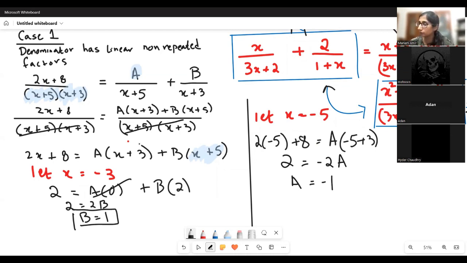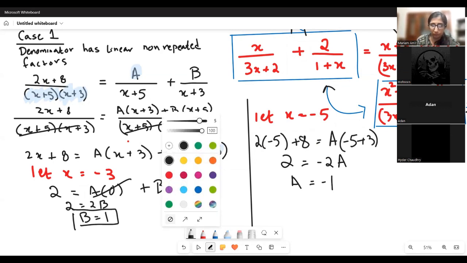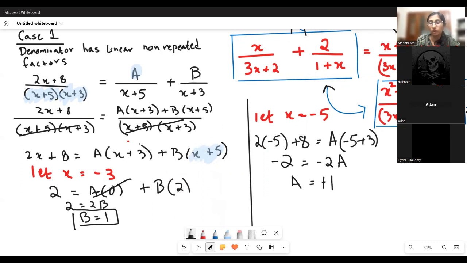I might have copied the question wrong. मैम ये -10 + 8 -2 हो जाएगा, आपने 2 लिखा है. Oh yeah, this is mine. Okay, thank you. And then a is 1. So now we have our answer.